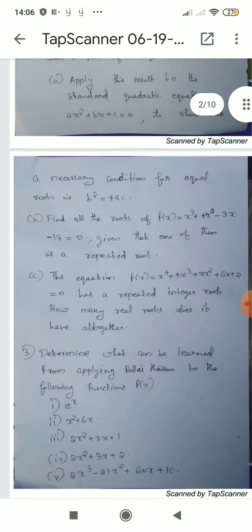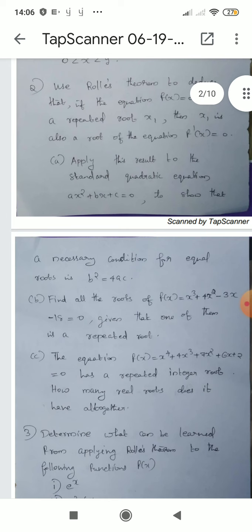So, can we continue? I repeat, if a function f of x has roots, then in between them we can find a root of its derivative. That is simply Rolle's theorem. Okay.